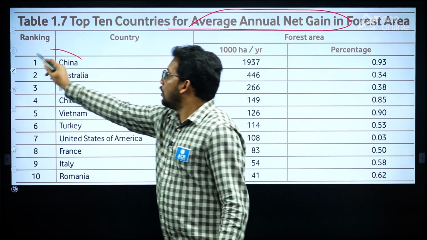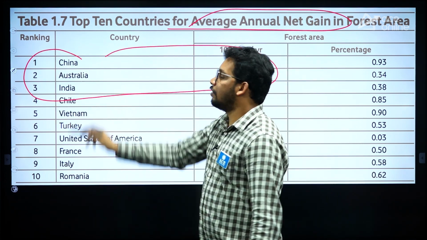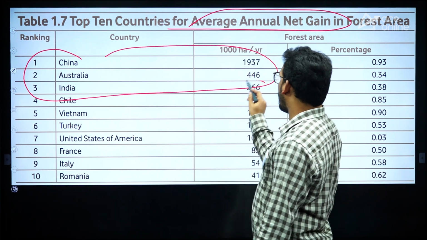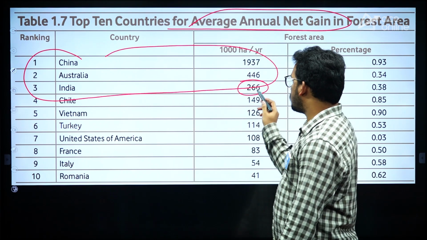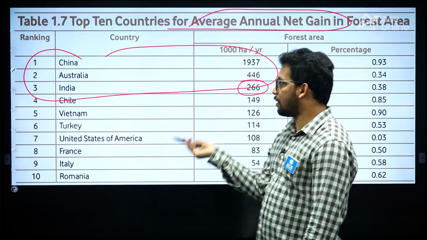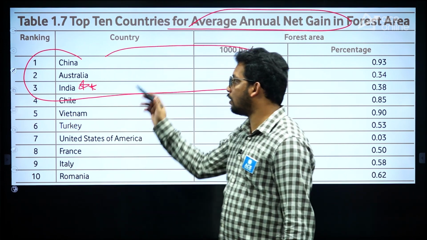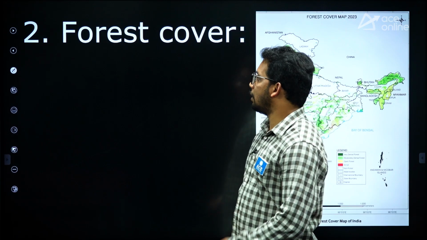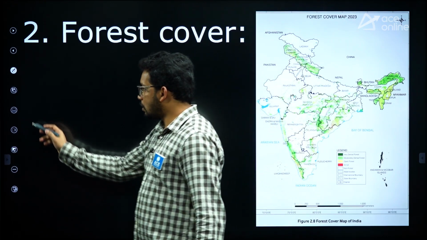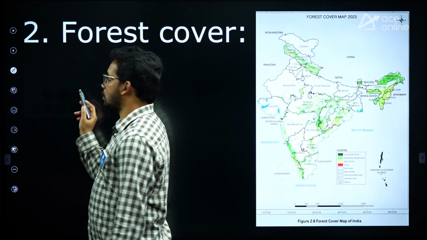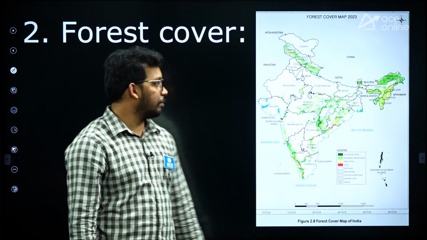In that, India is at the third rank, after China and Russia. So we have added basically 266,000 hectares compared to the previous year. So India is at the third rank in terms of the improvement. So this is the first chapter about the introduction. We have seen all this data; you have to remember it.